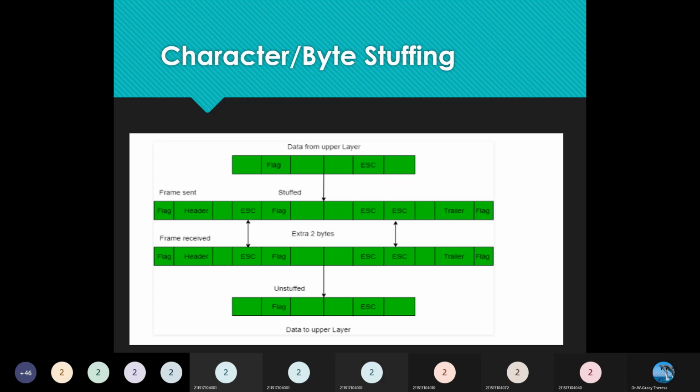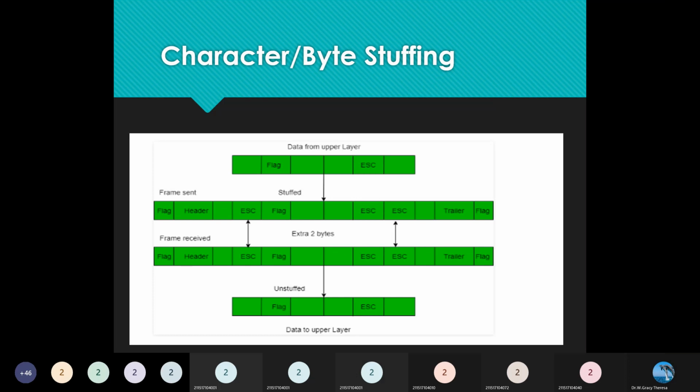In order to understand and fix this problem, we go for byte stuffing. Here we use a single byte that is stuffed along with the data in transmission to indicate that this is not the end of the frame, but information that is to be transmitted.